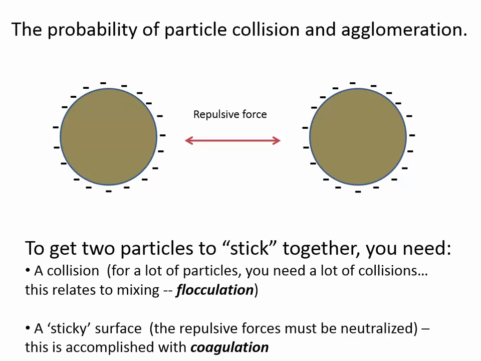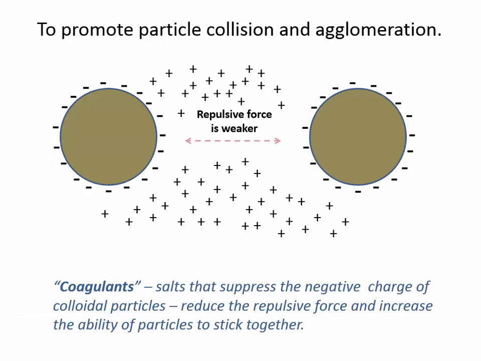So to get it to stick together, we need two things. We need collisions, and we need this negative charge to be neutralized. I've said here a sticky surface. Right now you think it's repulsive, but we want them to stick together. And so by adding the chemical, here is a representation of the coagulant.